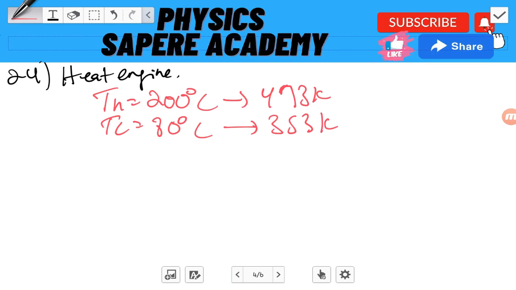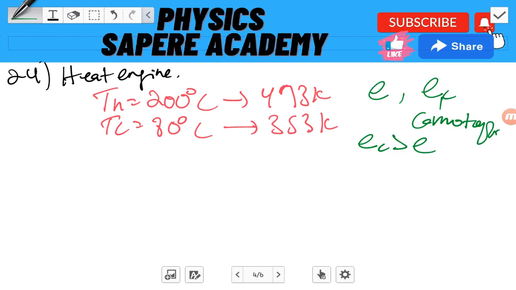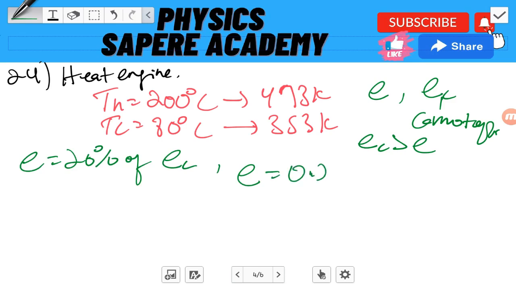Now when we talk about efficiency, we have seen two kinds of efficiencies: the normal efficiency and the maximum theoretical, or Carnot efficiency. Always, Carnot efficiency is greater than the normal efficiency of any machine. Here it says the efficiency of the system is 20% of the theoretical or Carnot efficiency. That is, E is 0.2 times the Carnot efficiency.